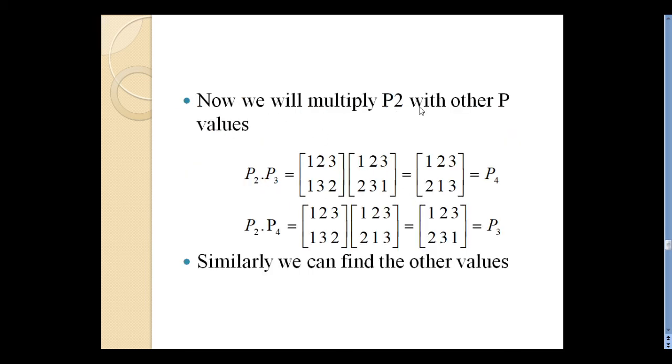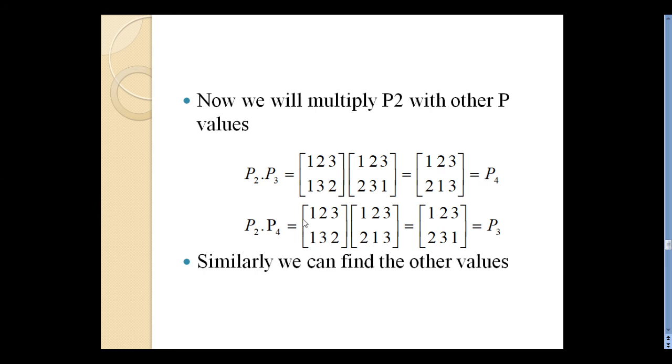Now we will multiply P2 with other P values. So P2 into P3: 1 goes to 1 and 1 goes to 2. So for 1 you should write 2. 2 goes to 3 and 3 goes to 1. So for 2 it is 1. 3 goes to 2, for 2 it goes to 3. So for 3 you should write 3. Which is nothing but P4. So P2 into P3, I am going to write P4 in the Cayley table, not the matrix.